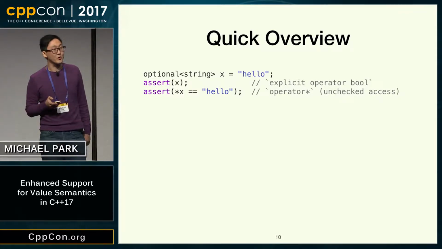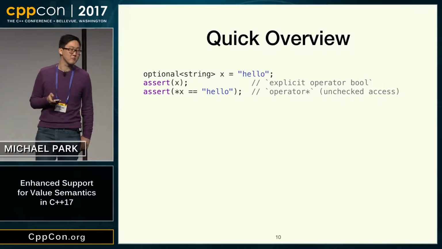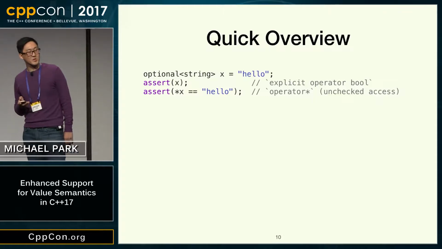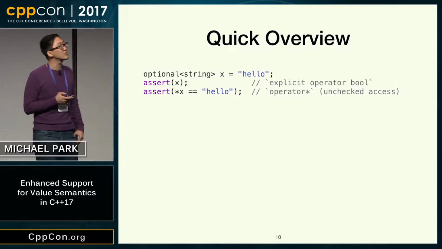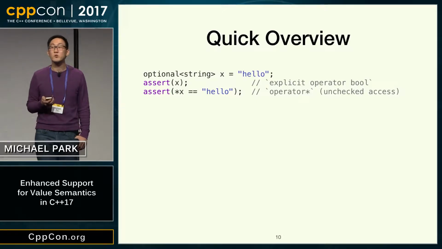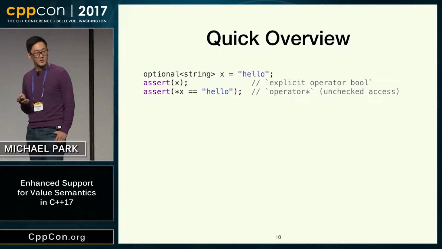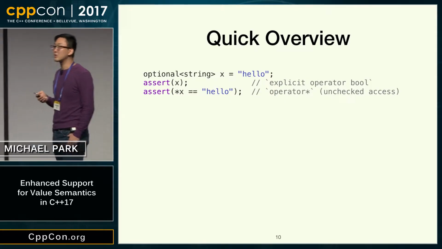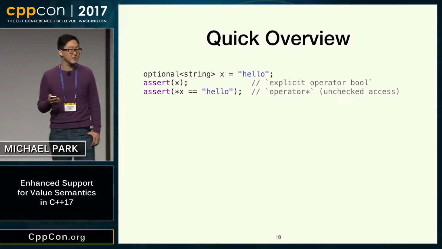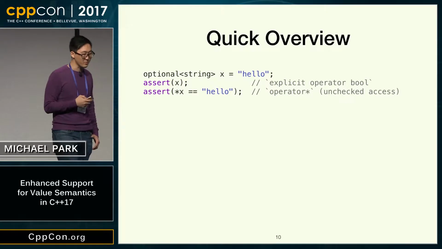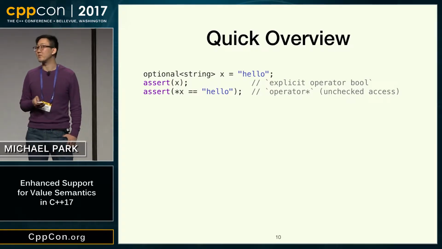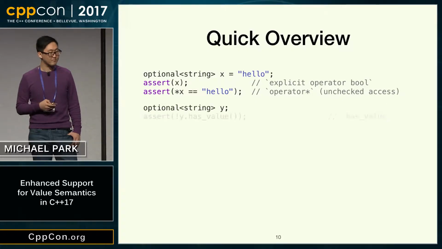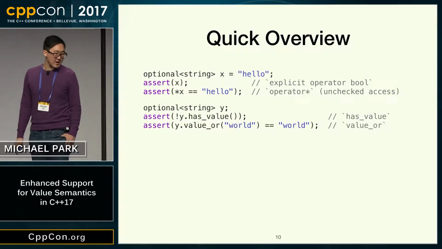So here's a quick overview of the API. I've got optional string x here, which gets assigned the string hello. The first assert is going to use the implicit conversion to bool to test for whether the optional holds a value or not. The second assert is using the operator star to perform unchecked access into the optional. So we're going to get the string out of the optional and test that we have the value that we expected.